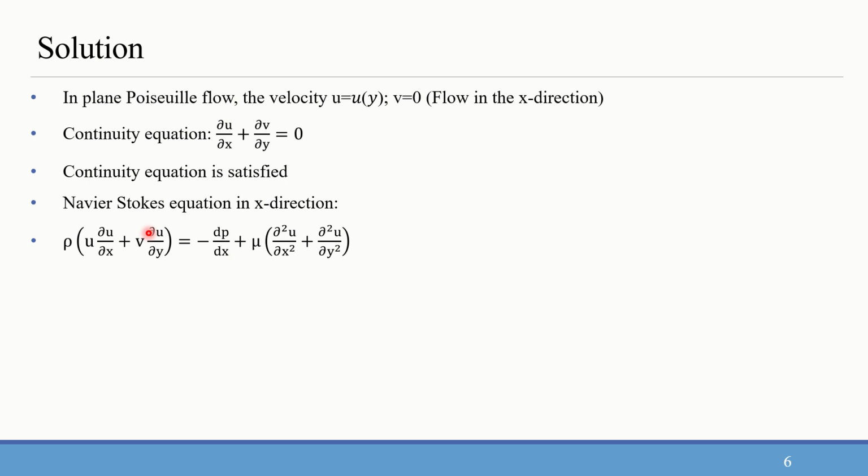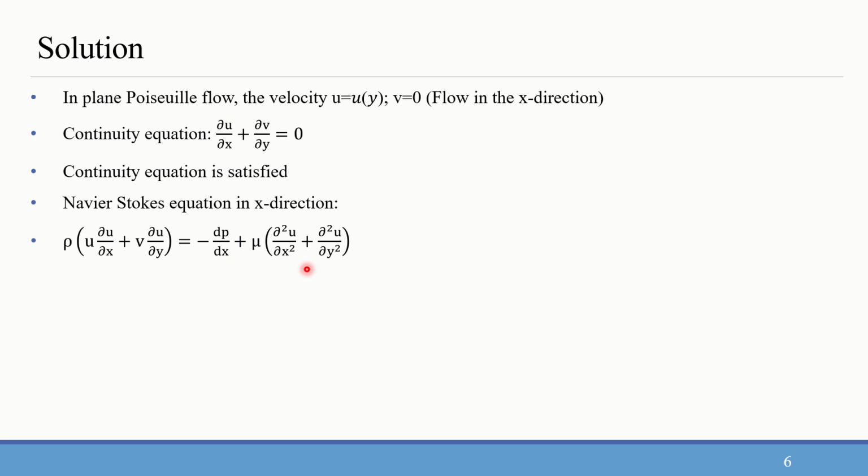So don't follow this. So rho into u into dou u by dou x plus v into dou u by dou y equal to minus dou p by dou x plus mu into dou square u by dou x square plus dou square u by dou y square. Why are we writing only x and y? Because the flow is two-dimensional, so we can stop with only the x and y components. So now what happens is that u is a function of y.